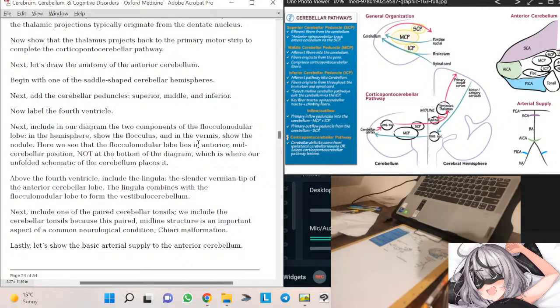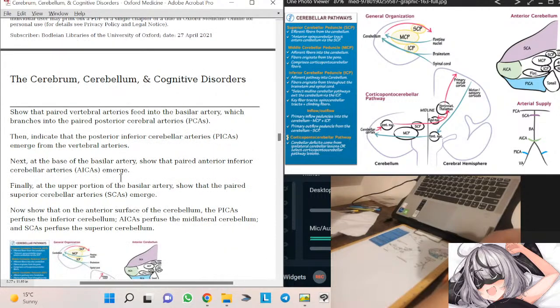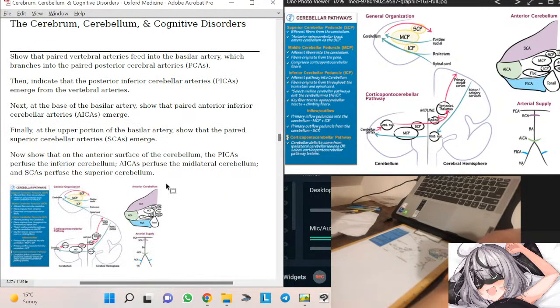Lastly, let's show the basic arterial supply to the anterior cerebellum. Show that paired vertebral arteries feed into the basilar artery, which branches into the paired posterior cerebral arteries, PCA. Then indicate that the posterior inferior cerebellar artery, PICA, emerges from the vertebral arteries.